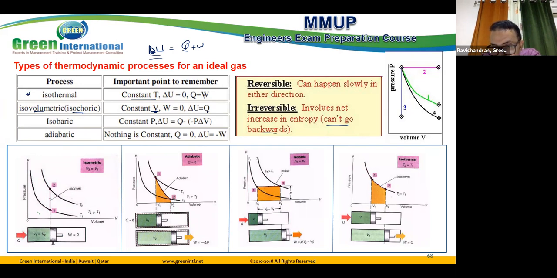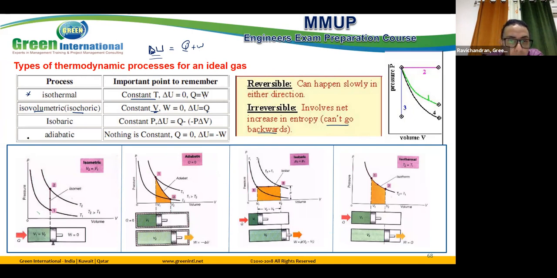Isothermal, this is the last one, constant temperature. So in this case, work is equal to heat. Isobaric means constant pressure. At constant pressure, delta U is equal to Q minus work, where the definition of work is P delta V. And this is the isobaric process here, constant pressure, on the PV diagram.